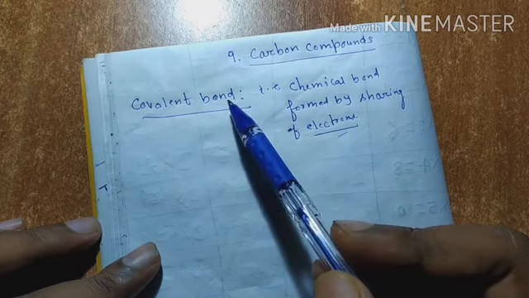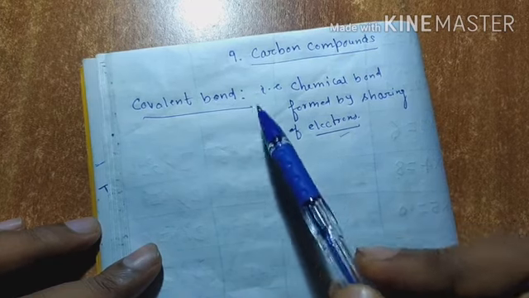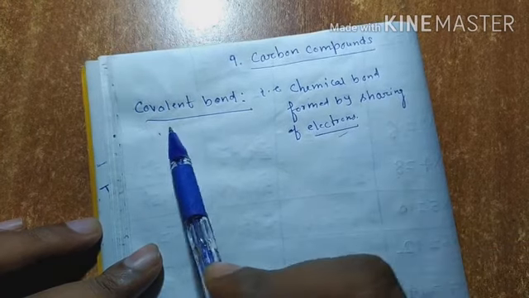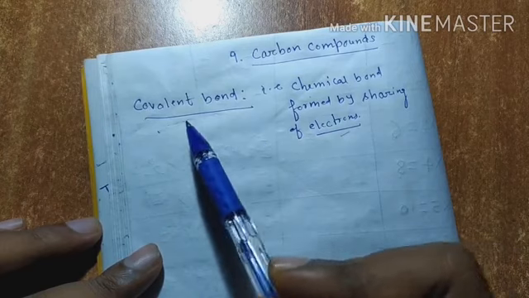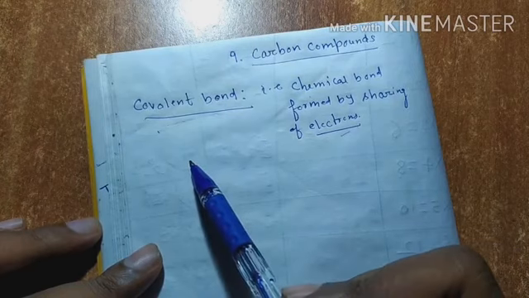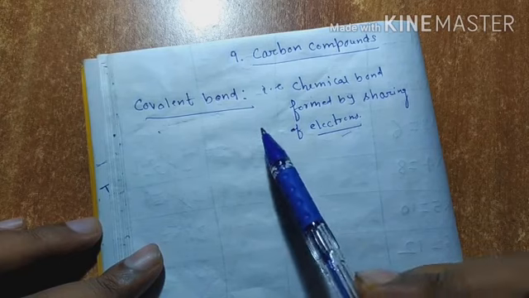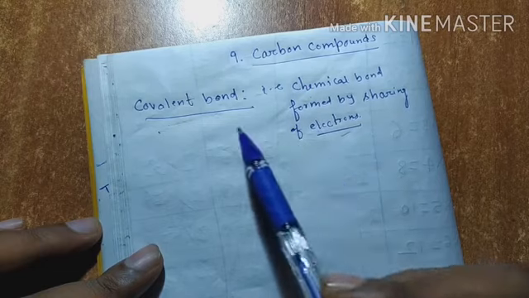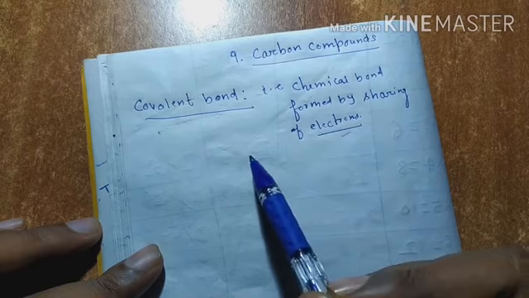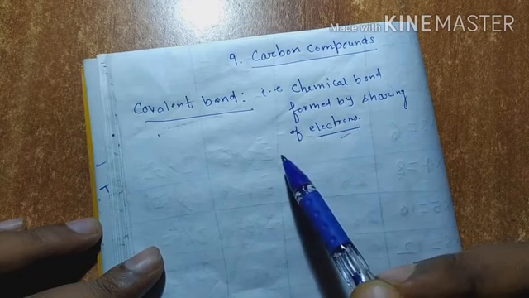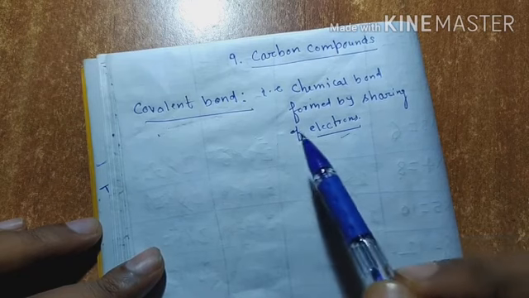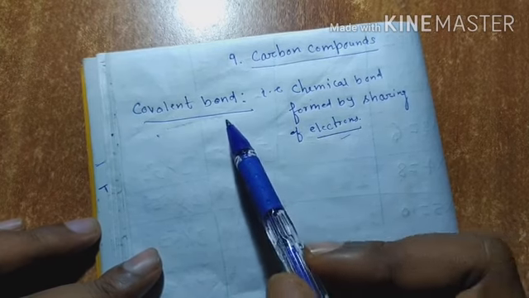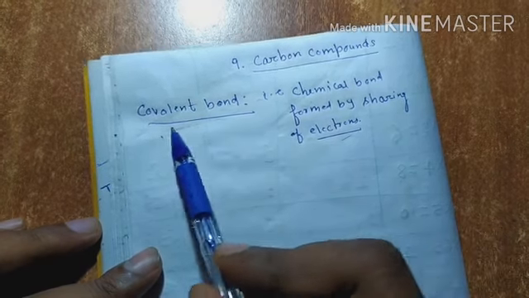But there is one more bond. Mainly in this chapter we will study about covalent bond. But in case of ionic bond, there is the complete transfer of electrons from one atom to another, and this type of chemical bond forms due to the attraction between cations and anions. But in this chapter we will focus on covalent bond.